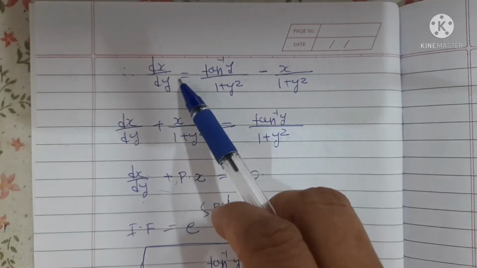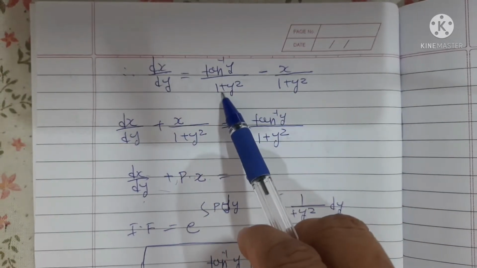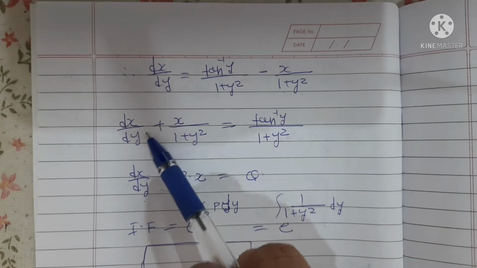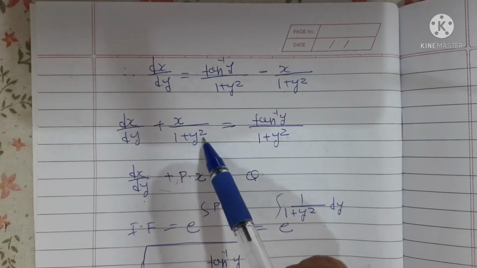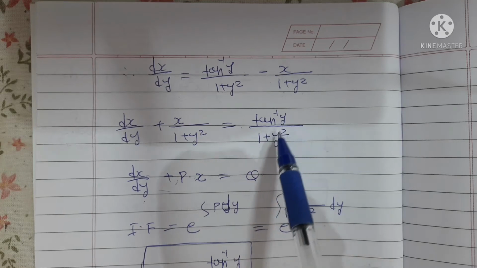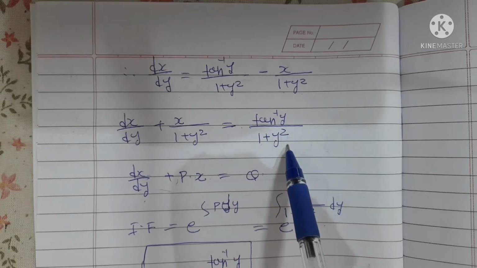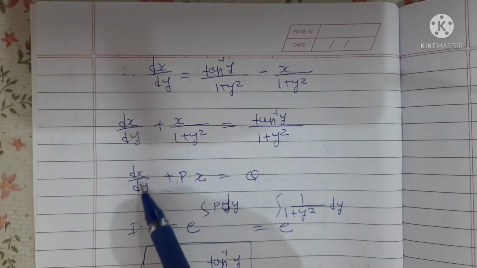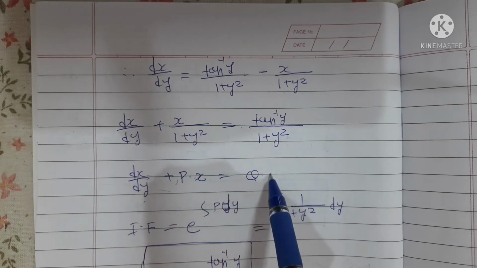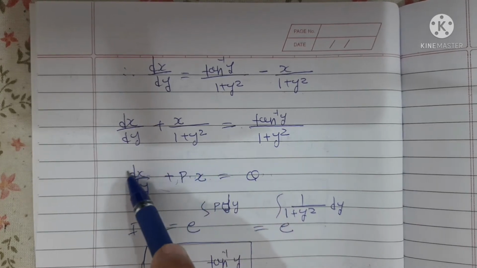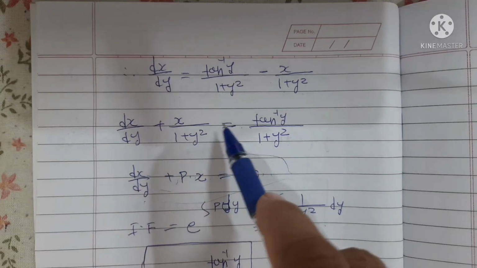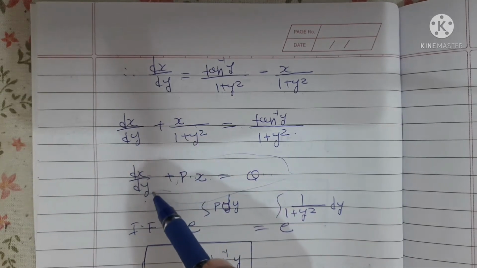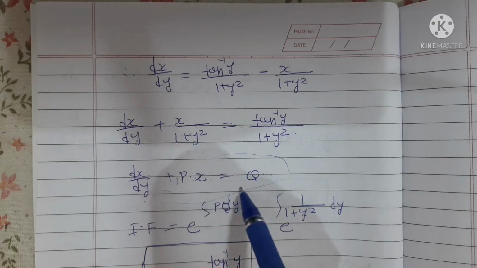Therefore dx by dy is equal to tan inverse of y upon 1 plus y square minus x upon 1 plus y square. Therefore dx by dy plus x into 1 upon 1 plus y square is equal to tan inverse of y upon 1 plus y square. This equation is linear in x. Comparing with dx by dy plus px is equal to q, the formula becomes different because this equation is linear in x, with this x term and this x term.